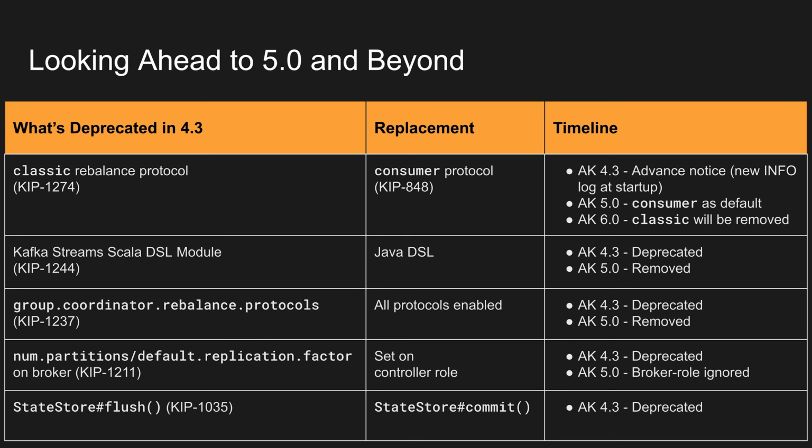The Apache Kafka community always has one eye on the future of the platform. This means that preparations are well underway for version 5.0 and beyond. Here are a few forward-looking features of the 4.3 release.